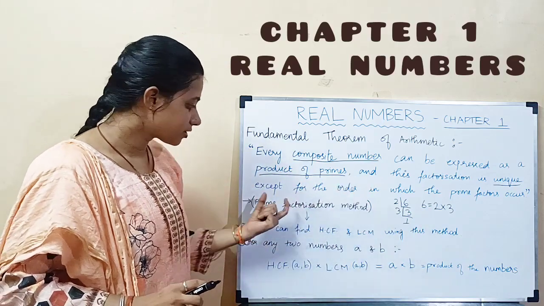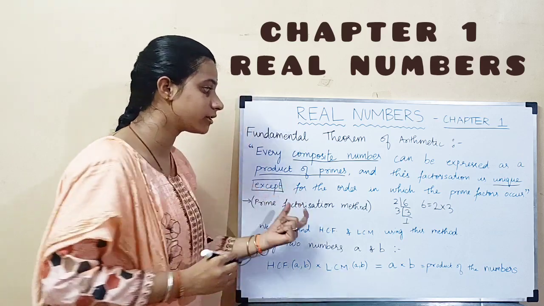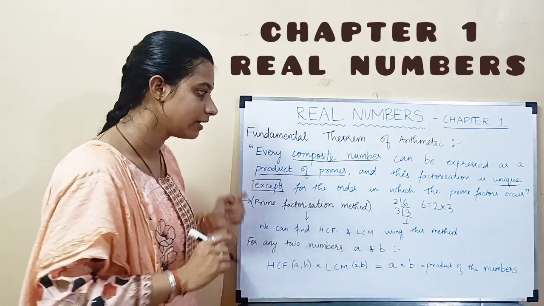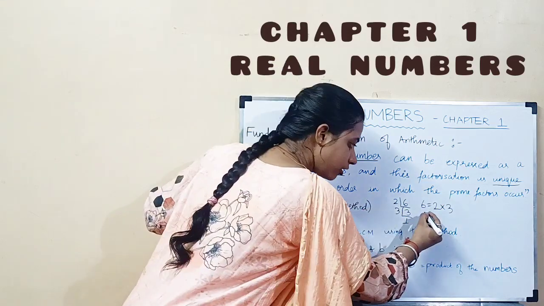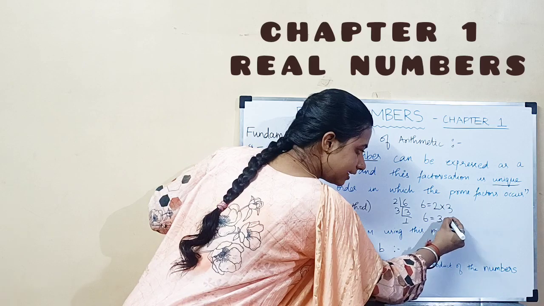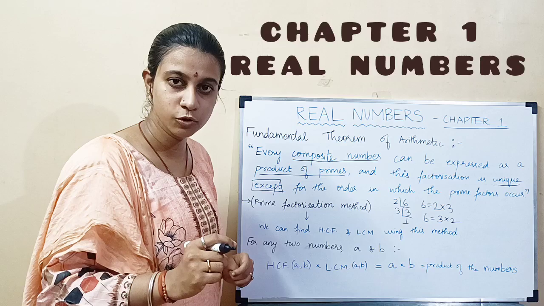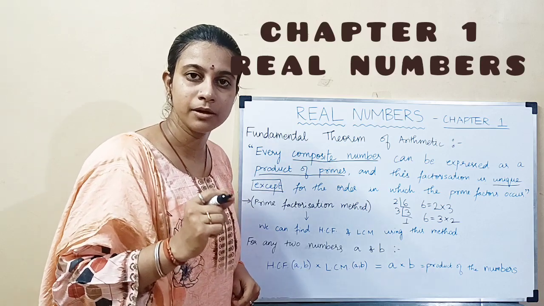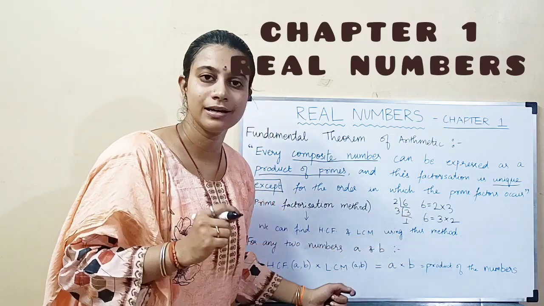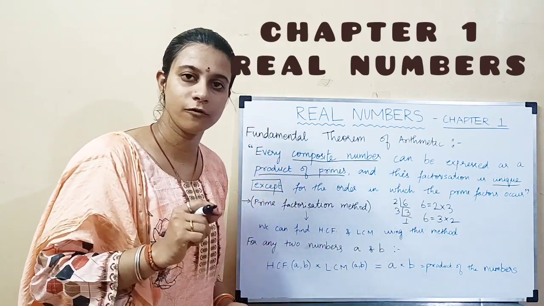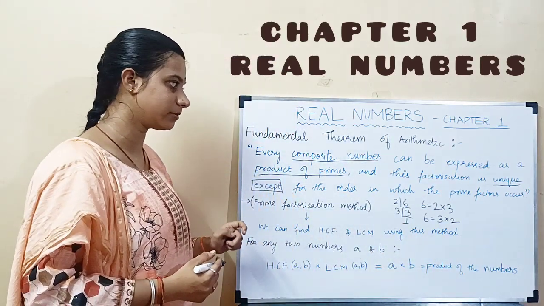And it is also said, except for the order in which the prime factors occur. That is, we can either write 6 as 2 into 3, or we can also write 6 as 3 into 2. Whether it is 2 into 3 or 3 into 2, the number of times a prime number occurs in the factorization is unique, but changing the order does not affect the value of the composite number. So this is what is given in the fundamental theorem of arithmetic.